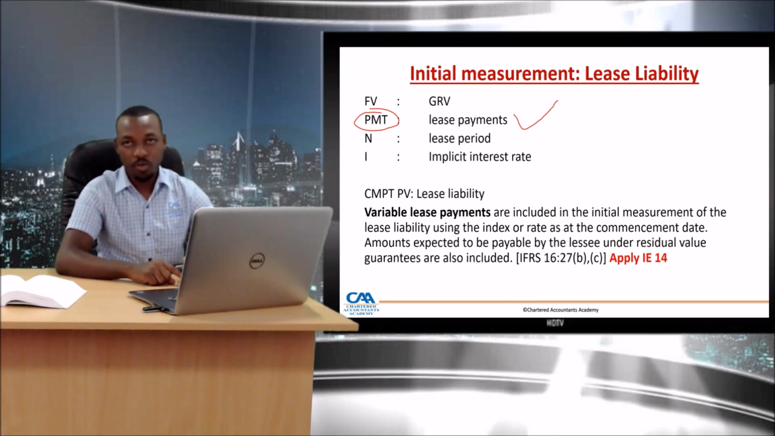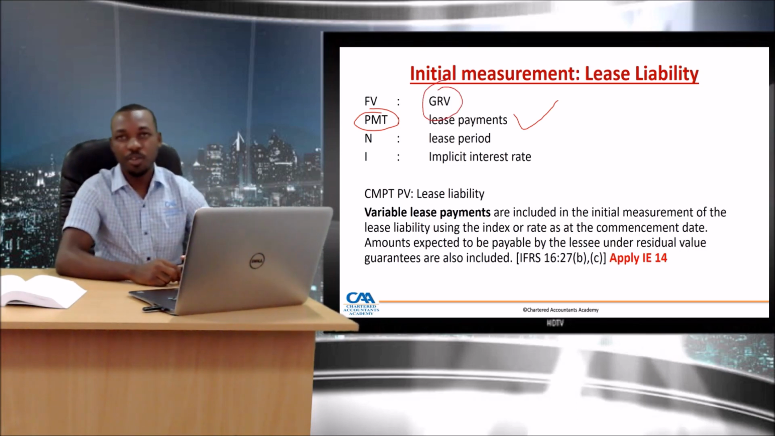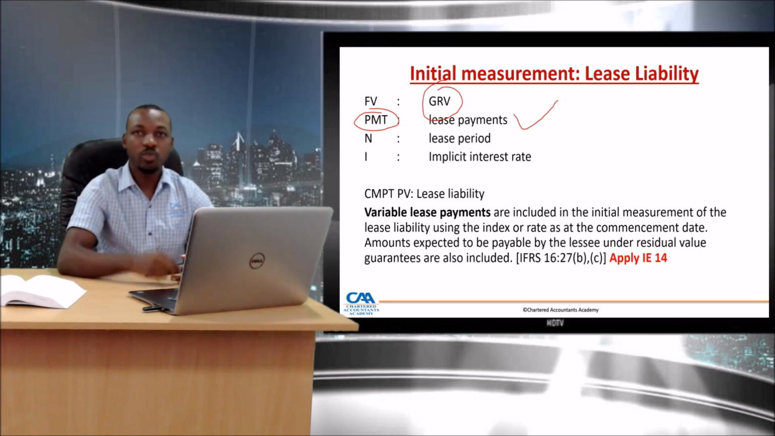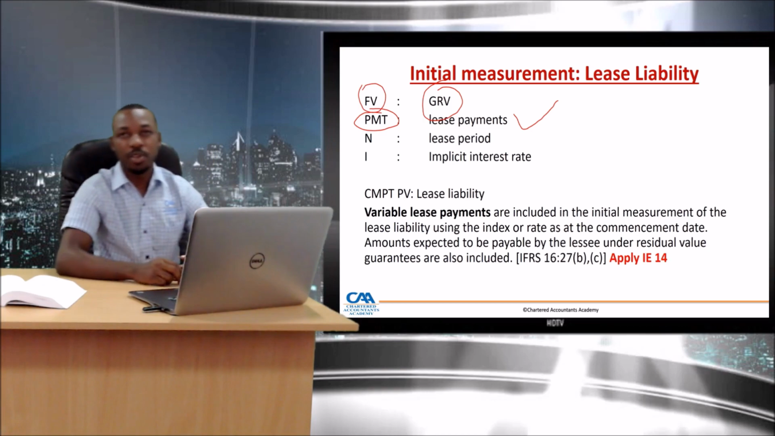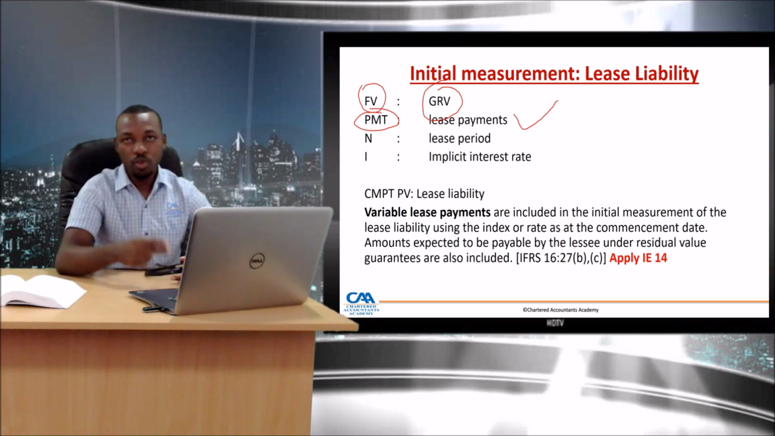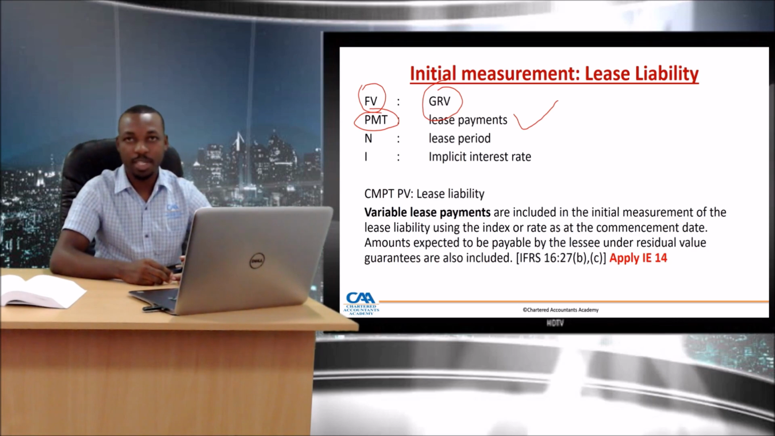We also have lease contracts where the lessee guarantees that they will give you a certain amount of money at the end of the lease period, which we usually call the guaranteed residual value. All of those amounts which the lessee would have guaranteed are also supposed to form part of your lease payments, and we put them as the future value. These two payments are the minimum lease payments made by the lessee, so they constitute the lease liability.